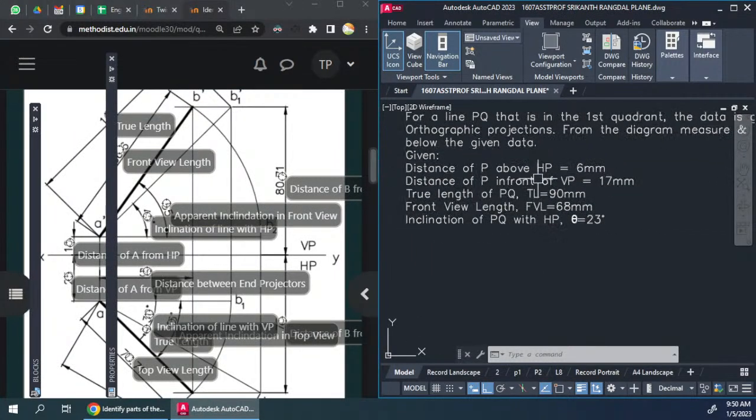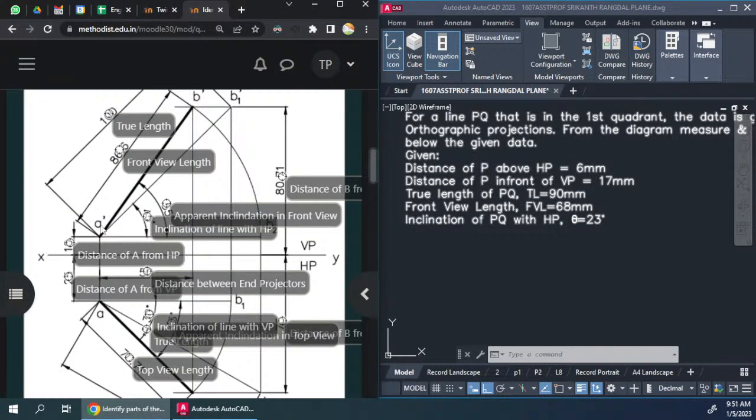We know the distance of P above HP, which is over here. So the distance of A dash from the XY line is given, and the distance of top view of A is again given in this particular problem. Instead of 10, the value is 6 over here, and instead of 25, the value is 17 over here. So the true length is given. The true length appears over here, that is 100.